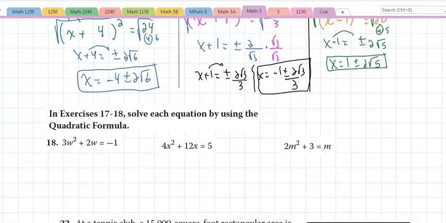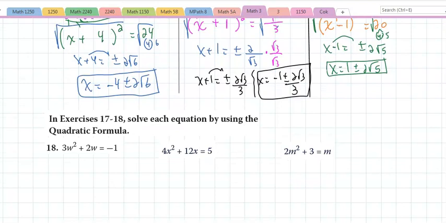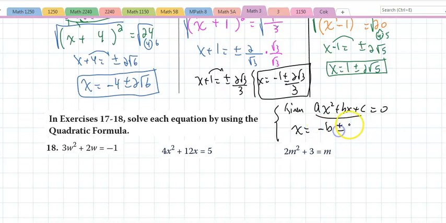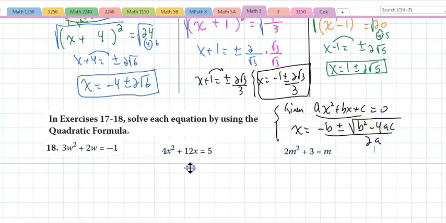Alright, now if I complete the square, that's one method. Another trick I could use, given ax squared plus bx plus c equals 0. So if I have everything on one side, 0 on the other side, x will equal negative b plus or minus the square root of b squared minus 4ac all over 2a. This is called the quadratic formula, the famous quadratic formula.